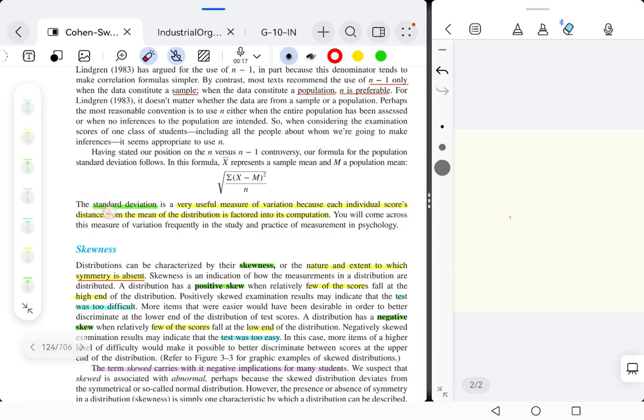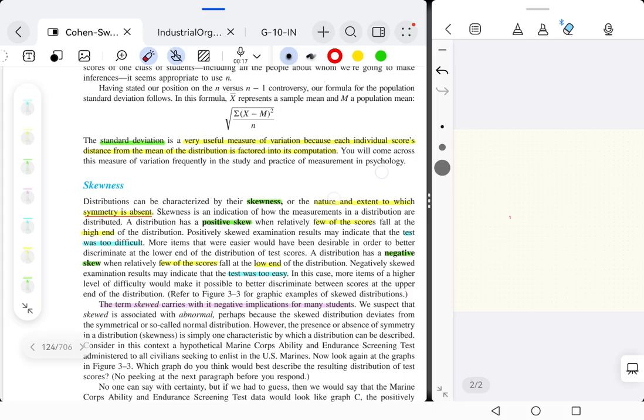So to conclude it all, standard deviation is a very useful measure of variation because each individual score's distance from the mean of the distribution is factored into its computation. So it literally speaks value to its so-called standard deviation, no? Because each individual score's distance from the mean is factored into its computation. So no one gets left behind. That's basically the whole premise of it, no?